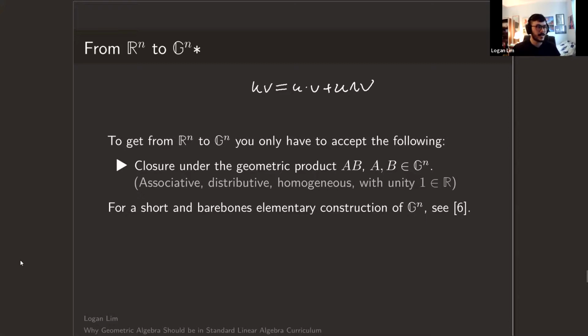That's it. That's all you need to know. Well, I'm sort of lying. There's also one more thing you need to do. You need to stipulate what this is, because that's actually a feature.